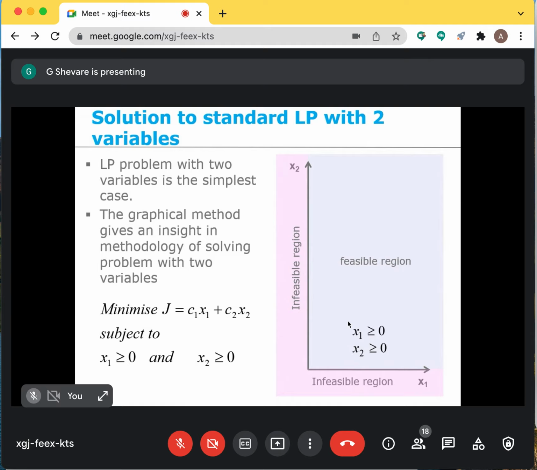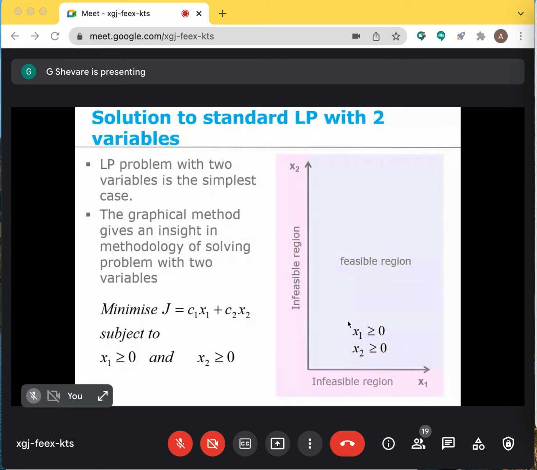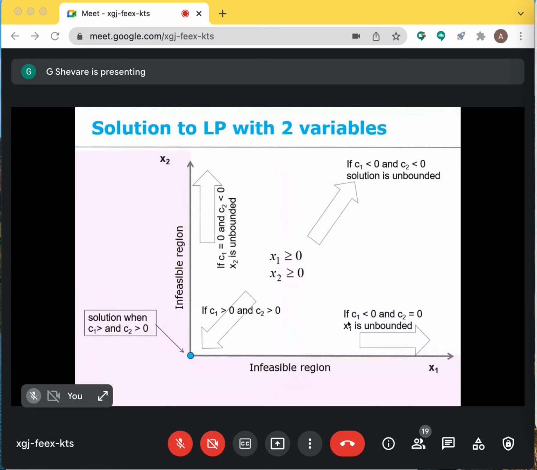But if x1 is negative or x2 is negative or both of them are negative, we have what is called the infeasible region. So what this graph is trying to tell you is that all the values of x1 and x2 in the first quadrant are acceptable, but the one that gives the minimum value of J is the one which we are seeking. Okay. Now, which one are we looking at? So let us have a look. Supposing I now start searching for the optimal value.